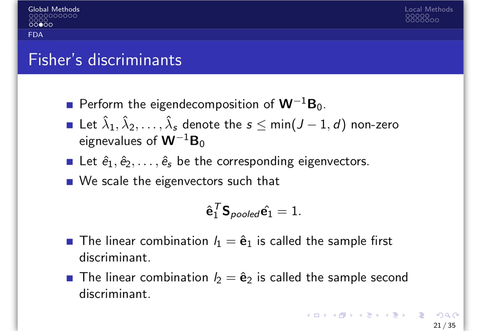Fisher discriminants are then the eigenvectors and eigenvalues from the eigendecomposition of the between to within variance covariance. Notice that for j groups, there are at most j-1 eigenvectors. If j is large, a smaller number could be selected for reducing the dimensionality. The resulting eigenvectors are scaled. The linear combination associated with the first eigenvector is the sample first discriminant. If there are more than 2 groups, such that j is greater than 2, the second linear combination associated with the second eigenvector is the sample second discriminant.